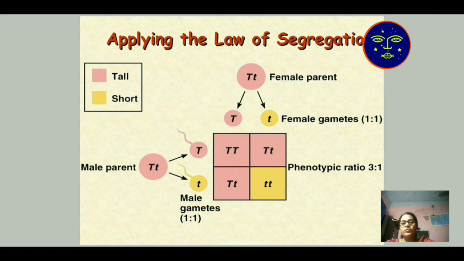So in this monohybrid cross experiment, Mendel concluded two laws. Number one is the law of dominance, and second is the law of segregation. So here I finish this first topic, the monohybrid cross. We will discuss the dihybrid cross in our next class.